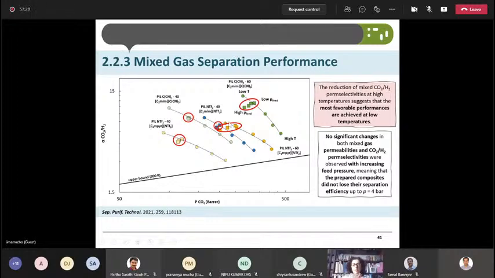So this means that these materials are very nice for biohydrogen because here I have a high selectivity for them. But when I go to do, for instance, syngas, and we lower the temperature to around 100, although our polymers are still above the Robson plot upper bound, they are much less selective than before.